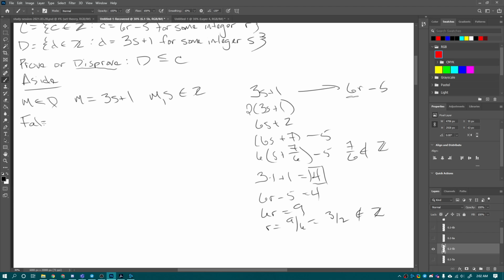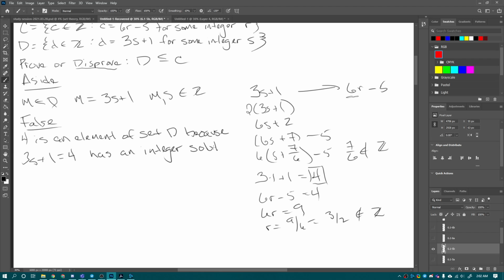I'm going to say false. And how I'm going to word this is: 4 is an element of set D because 3s plus 1 is equal to 4 has an integer solution of s equals 1.